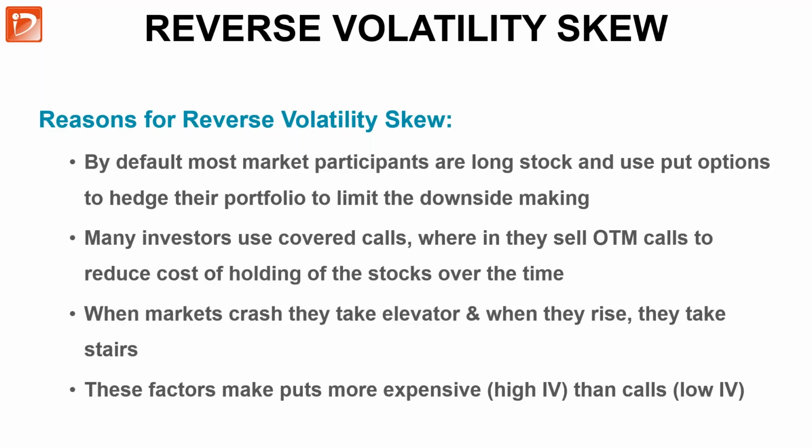Just a small query, Raghunath. In a confirmed bear cycle, let's say what happened in March, is it exactly the opposite? No, we are talking about reverse volatility skew. This happens most of the time. In the bear market, this will be even more pronounced actually. The reverse volatility skew is even more pronounced because there will be even more demand for puts compared to the calls. Correct. Got it.